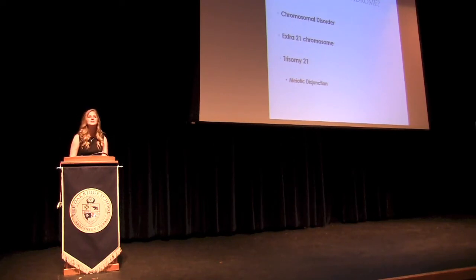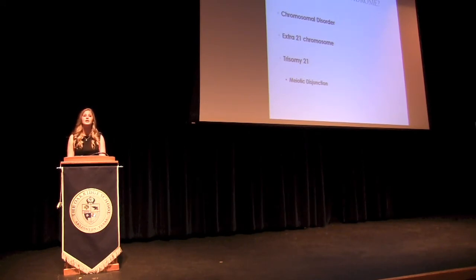There are a few different types of Down syndrome, but the one that I'm focusing on today is called trisomy 21. It's the most common form and makes up about 95% of all cases. Starting at the basics, Down syndrome is a chromosomal disorder in which there is an error in cell division that results in an extra 21st chromosome.